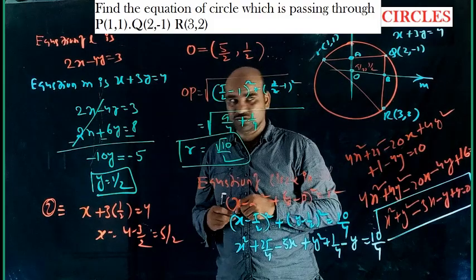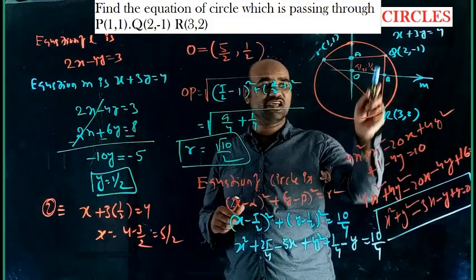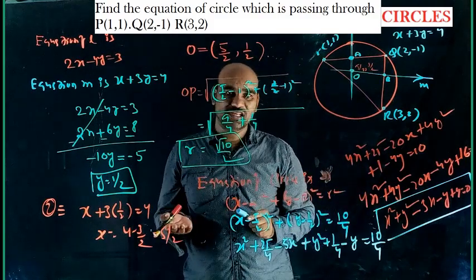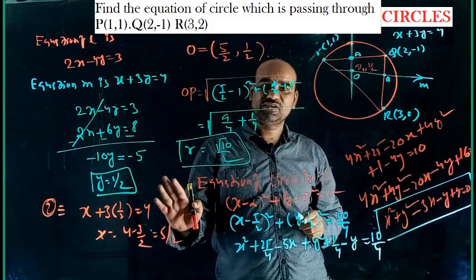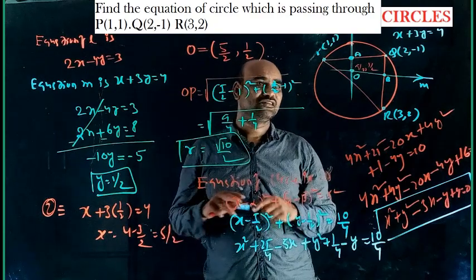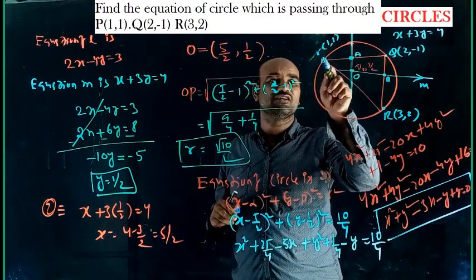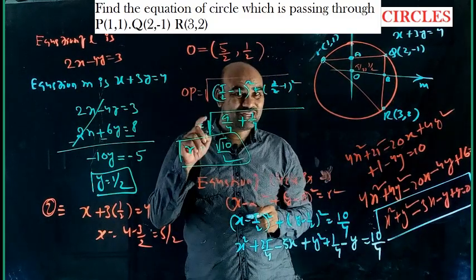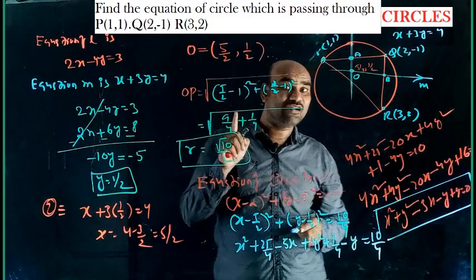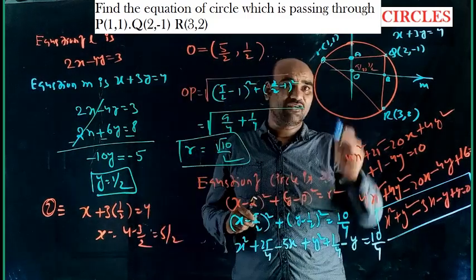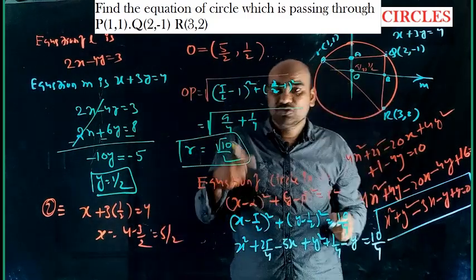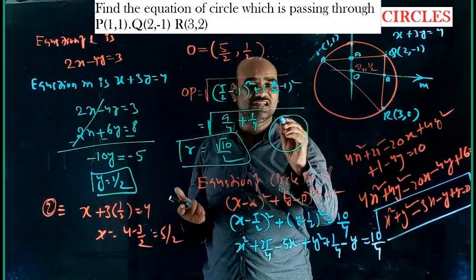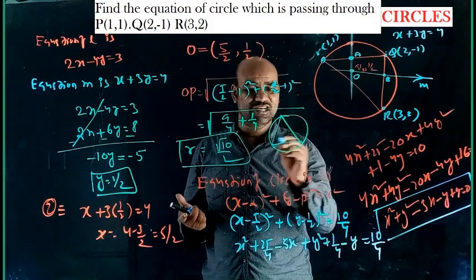Students, important note. If 3 vertices of a triangle are given, or 3 points on the circle are given, we have several methods to find the equation of the circle. This is one of the methods, first method. So important note: for example, 3 points on the circle are given. First of all, try to check whether they form a right angle triangle or not. For example, this PQR gives a right angle triangle, right angle here.